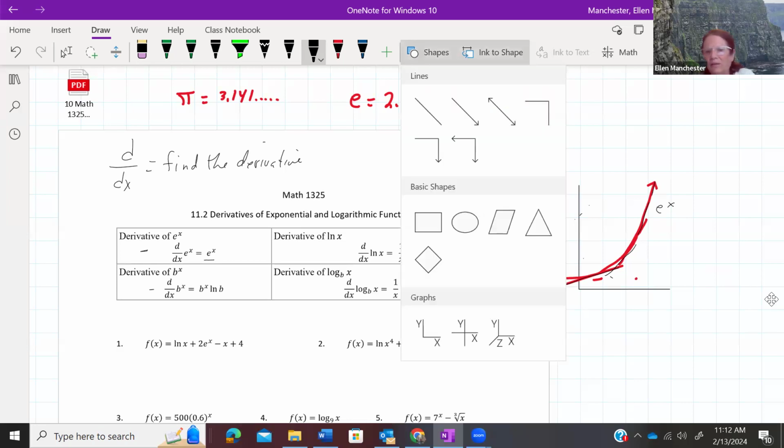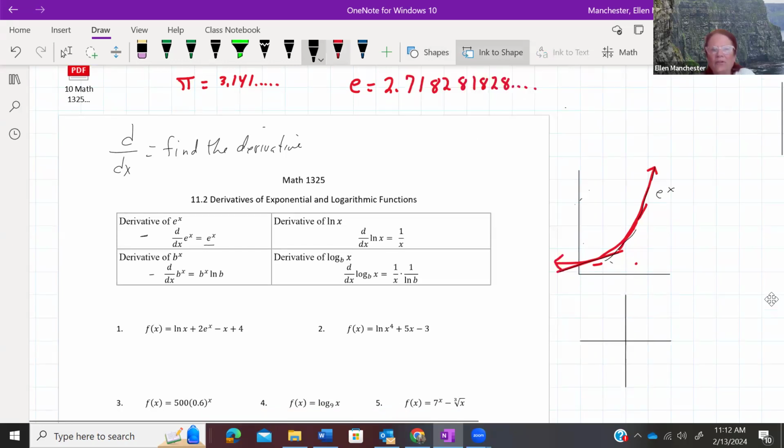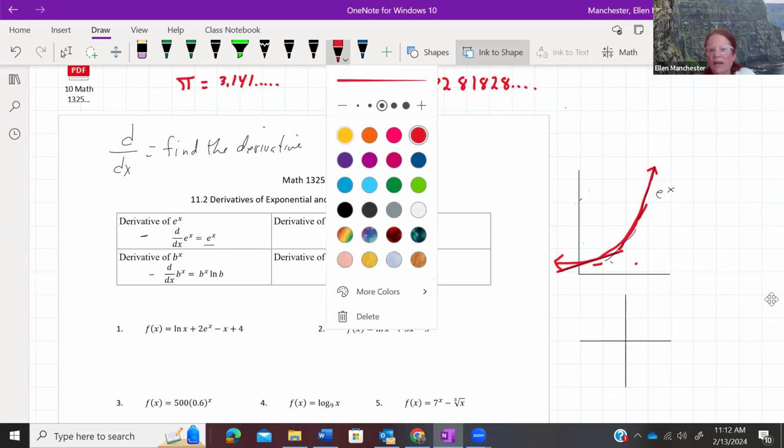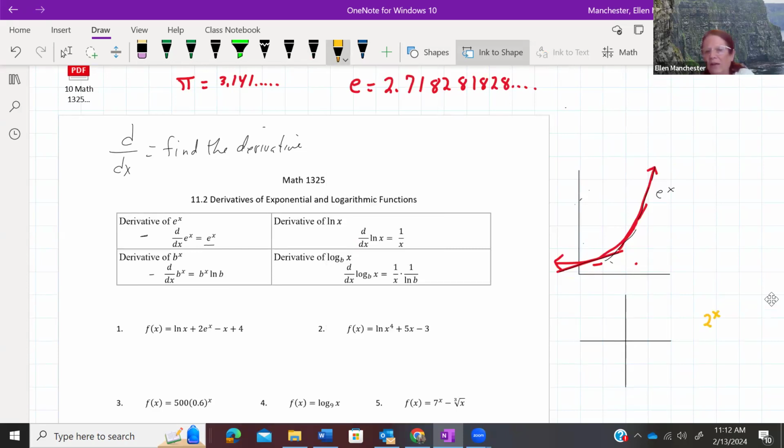So again, if I were to get a graph and I wanted to graph maybe the function 2 raised to the x power. One thing I want you to notice is now all of a sudden the variable is in the exponent position, right? Up until this point, all of our variables have been the base.